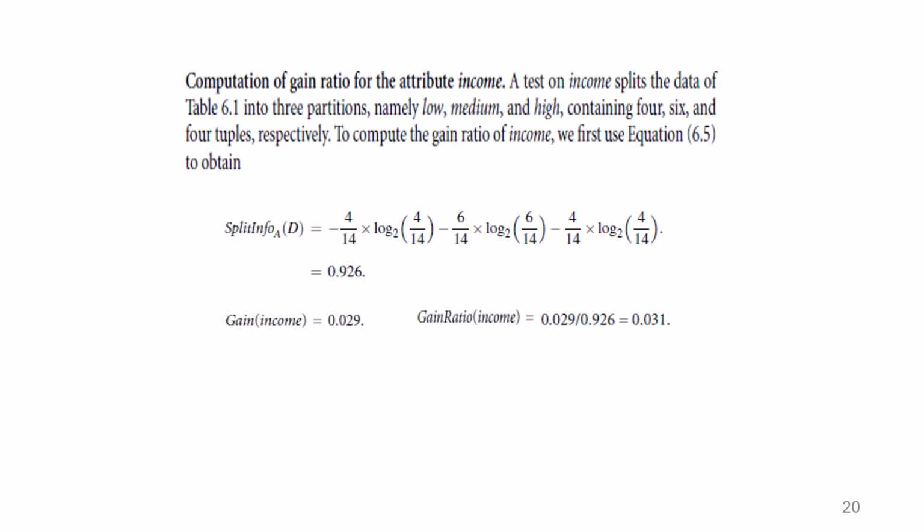A test on income splits the data into 3 partitions, namely low, medium, and high, containing 4, 6, and 4 tuples, respectively. To compute the gain ratio of income, we use the following equation: split information of A on D, where A is income and D is the dataset, equals minus 4/14 times log of 4/14, minus 6/14 times log of 6/14, minus 4/14 times log of 4/14. If we calculate, gain of income equals 0.029. Gain ratio of income equals 0.029 divided by 0.926, which equals 0.031.